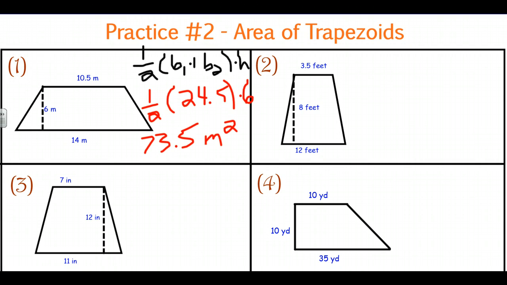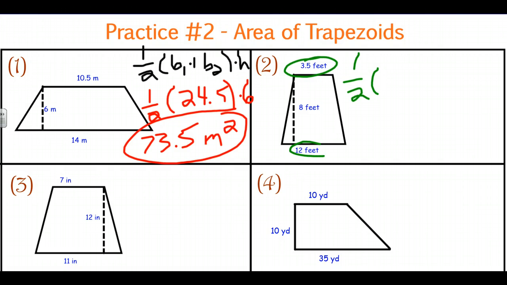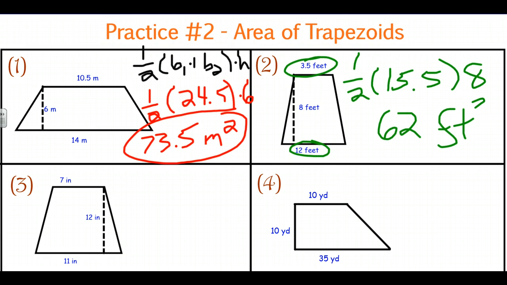Now, for the sake of space, I'm not going to rewrite the area formula on each of these trapezoids, but you should every time that you find the area of a trapezoid. For number two, we have 1/2 times the sum of the bases, which is 3.5 and 12, so 15.5 times 8. And when we multiply 15.5 times 8 times 1/2, we end up with 62 square feet.